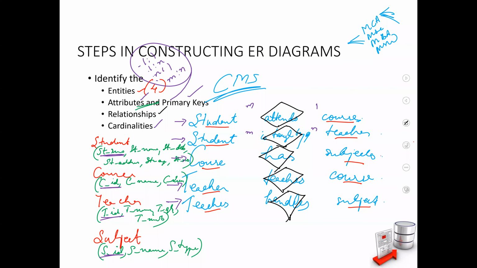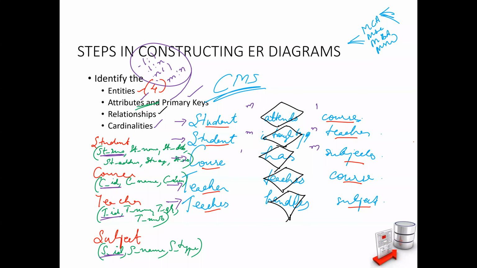M:N relationship. Now, let's think about course and subjects. If you think about the MCA course, it has many subjects. If you think about a subject called DBMS, that same DBMS subject doesn't come in MSc, it doesn't come in MBA, it does not come in MSW, it comes only in MCA. So course and subject will be a 1:M relationship.